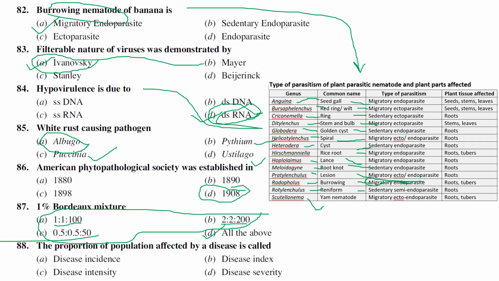The next one is: the proportion of population affected by the disease is called as disease incidence, disease index, disease intensity, or disease severity. So the answer is disease incidence. The proportion of the population affected by a disease is generally called disease incidence.